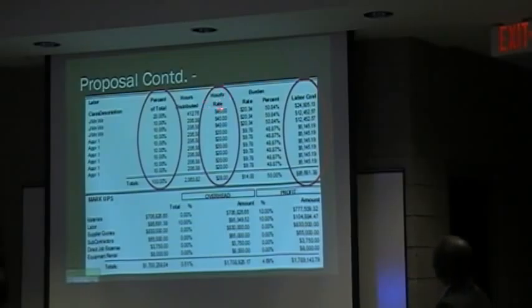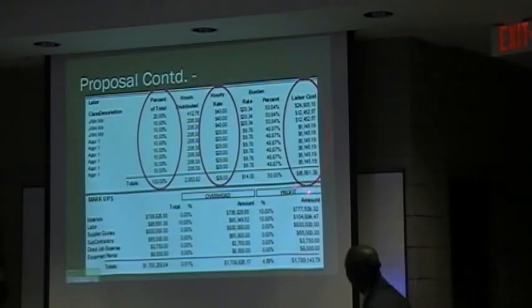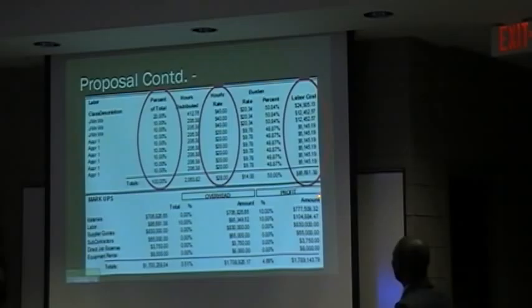Here is the hourly rate. The journeyman is taking $40 per hour, and the apprentice and the other people are taking $20 per hour. And this column represents the total labor cost that we come out with, coming to $86,681.38.